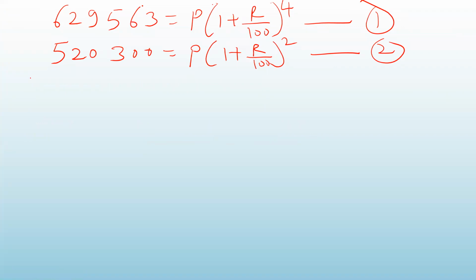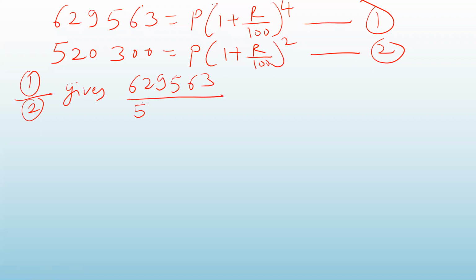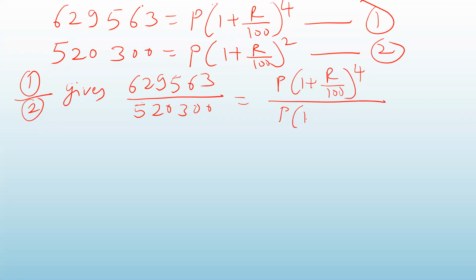What we are going to do, divide the first equation by the second equation. So 1 divided by 2 gives me what? Okay. So what you have to do, divide the left hand side by the left hand side and right hand side by the right hand side. So the left hand side is 629,563 divided by 5,20,300, and the right hand side is P into 1 plus R upon 100 raised to power 4, divided by P into 1 plus R upon 100 square.